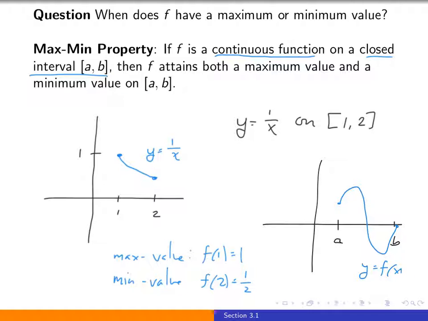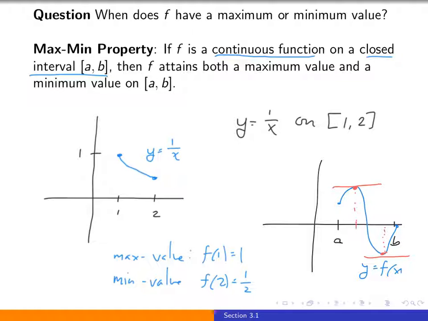The max-min property guarantees the existence of a maximum and minimum value, and from a graphical perspective we can see exactly where they occur. The key observation here is to note that both of these points on the graph share a very common characteristic. The tangent lines, where that maximum and the minimum occur, are both horizontal. That is to say, a slope of 0.